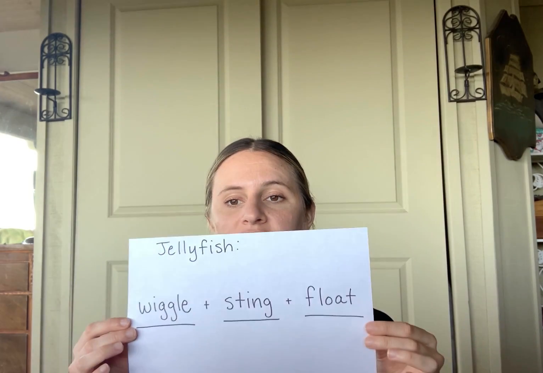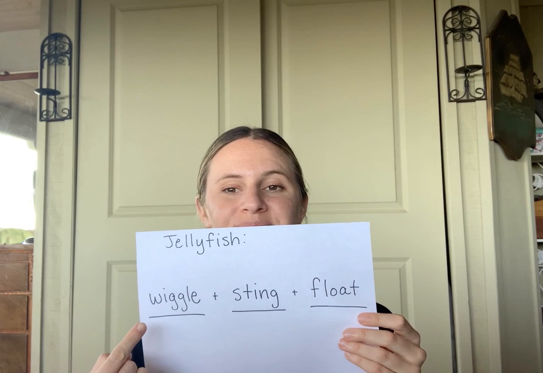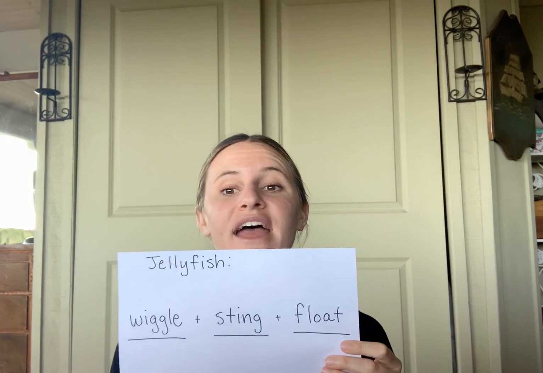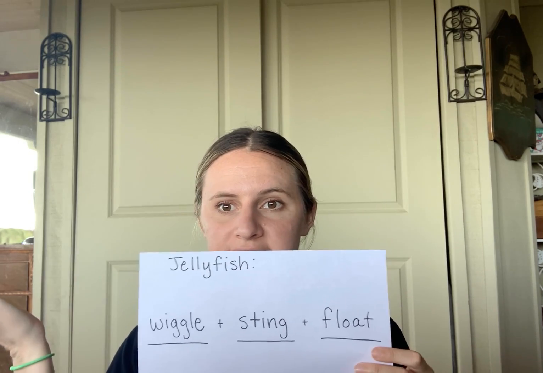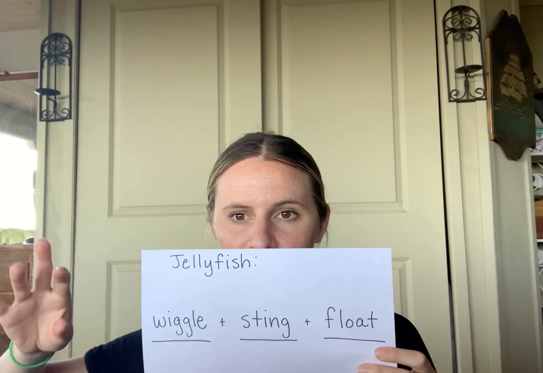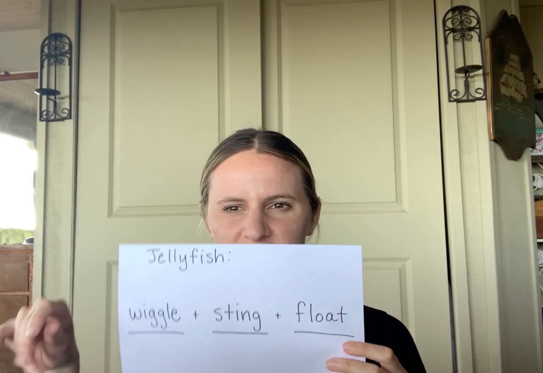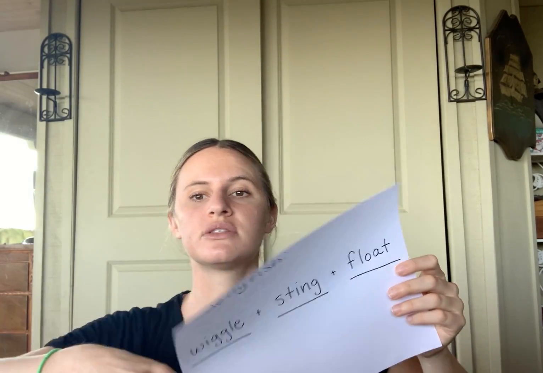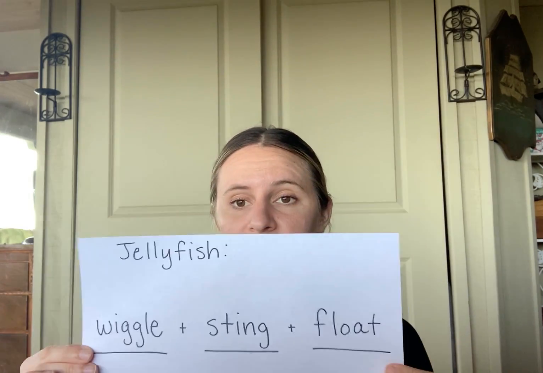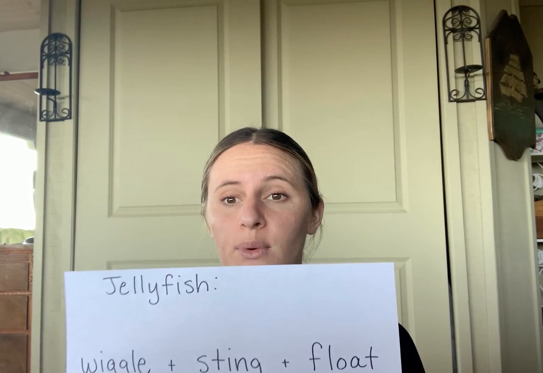So if I were to pick jellyfish, for example, I could write down wiggle, sting, and float, because these are all 3 things that the jellyfish does. Yes, they wiggle around, they're a little bit jiggly and wiggly, they sting, and they float. They're not very fast, they just kind of like to float, yes? So that is an example of what you could write down for the jellyfish.